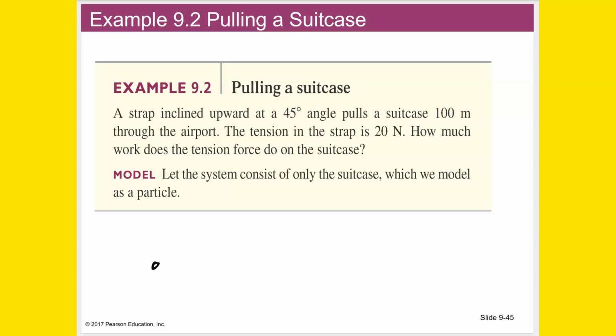All right, so if we just say, here's the force, the tension force, and it is 20 newtons. And this thing undergoes a displacement of 100 meters. So that's delta R.